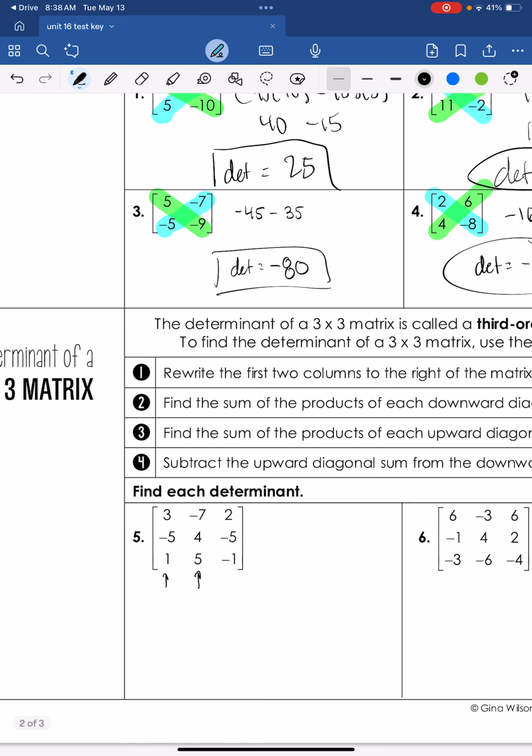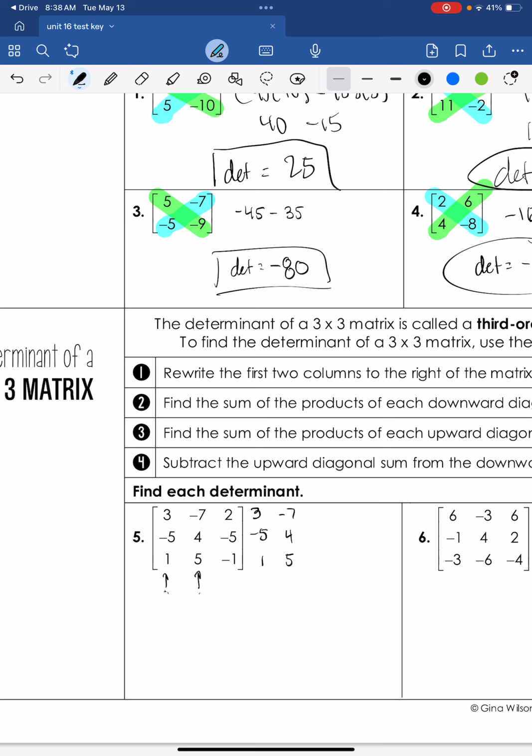So this first one, I rewrite 3, negative 5, and 1. So I'm just taking this first column and moving it over here. And then I'm going to rewrite the second one as well. So negative 7, 4, and 5. All right. So we're still going to be working with diagonals, but it will get a little bit confusing. So we want to stay organized here.